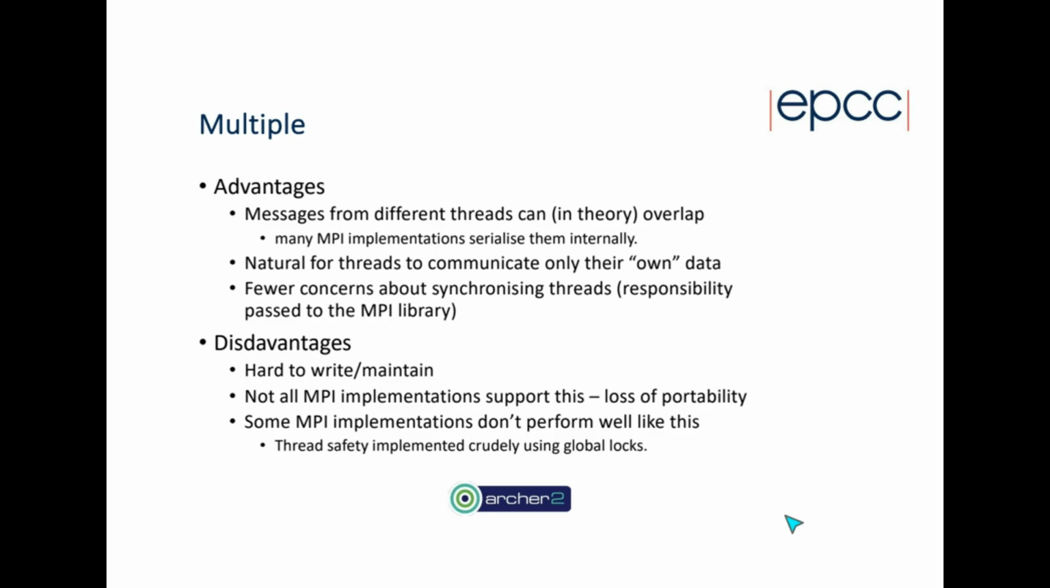But it's now more natural for threads to communicate their own data, so you get better locality properties. And actually now you have fewer concerns about synchronizing threads because we've passed the responsibility for doing that into the MPI library. So instead of serialized, where it's our responsibility to make sure that MPI calls don't come concurrently from different threads, we're now basically passing that problem into the MPI library to deal with it. But that responsibility comes with overheads inside the library.